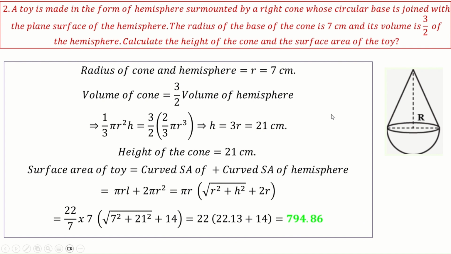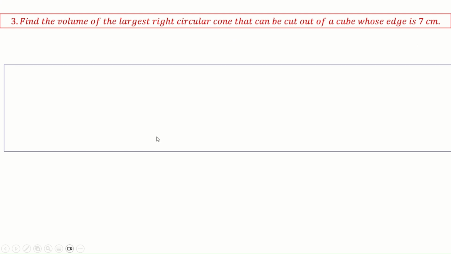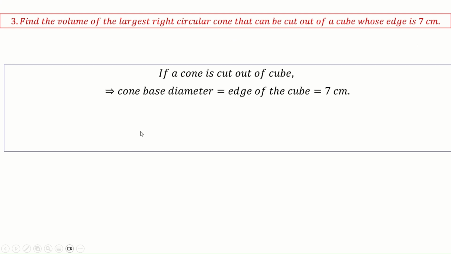Next, find the volume of the largest right circular cone that can be cut out of a cube whose edge is 7 centimeters. Yeah, this looks easy. If a cone is cut out of the cube, the cone base diameter is equal to the edge of the cube, which is 7 centimeters. So the height of the cone is also 7 centimeters. Radius is 3.5, height is 7.